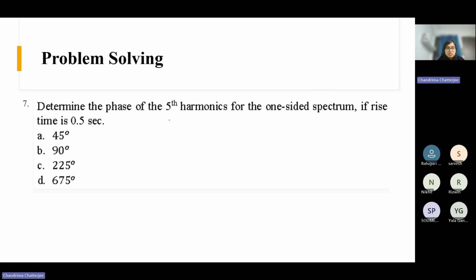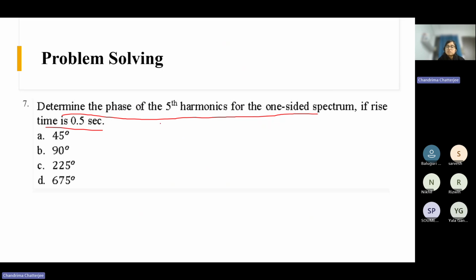Yeah, I think till question 6 we covered. So, question number 7 we can discuss. Determine the phase of the fifth harmonic for the one-sided spectrum if rise time is 0.5 second.